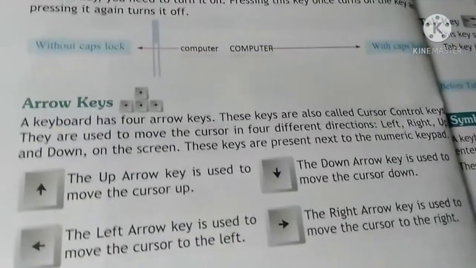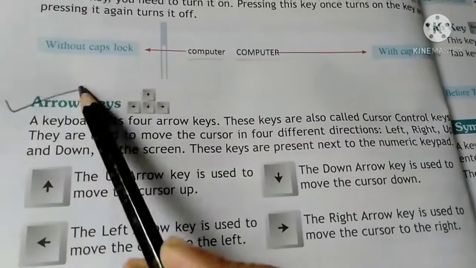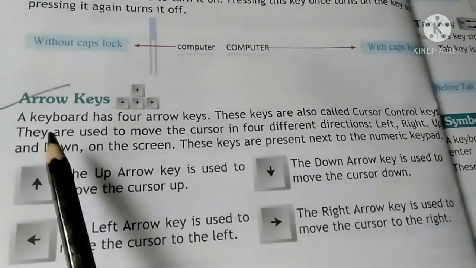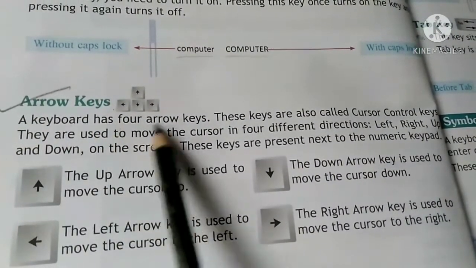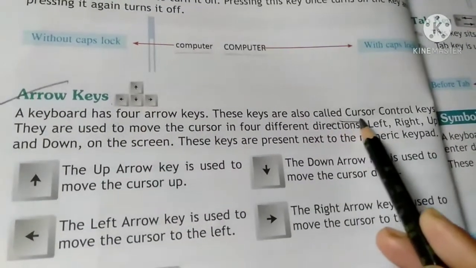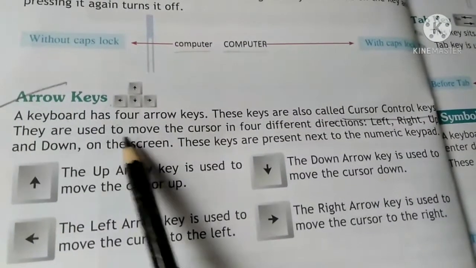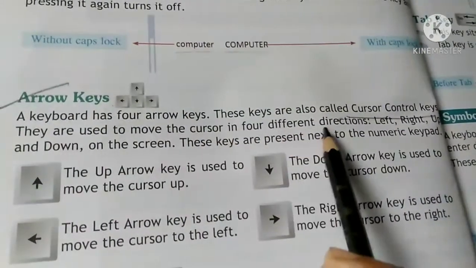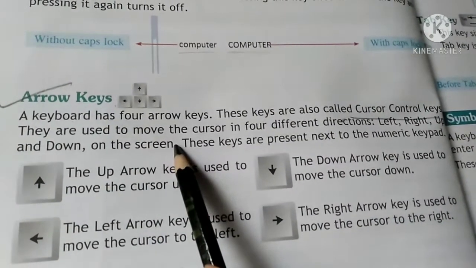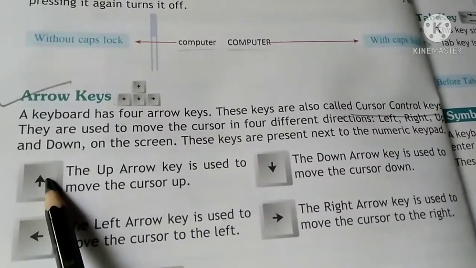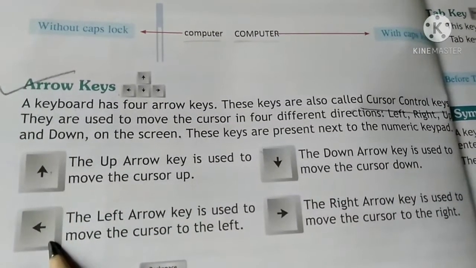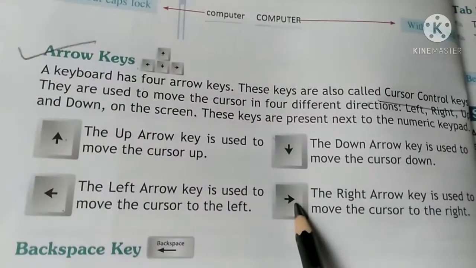Okay, now coming to arrow keys, we have 4 arrow keys. A keyboard has 4 arrow keys. These keys are also called the cursor control keys. They are used to move the cursor in 4 different directions: left, right, up and down on the screen. Okay, now here you can see this is the up arrow key, this is the down arrow key, this is the left arrow key, and this is the right arrow key.